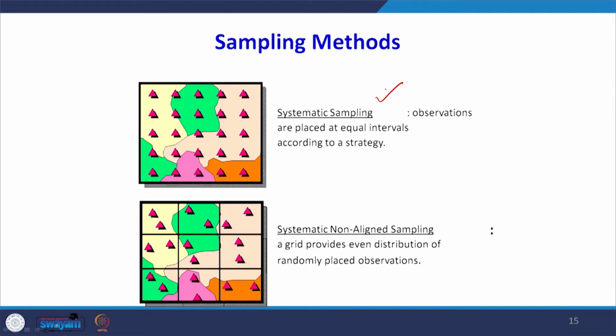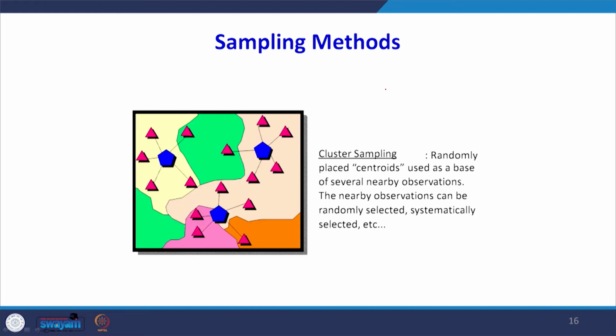So, at a regular interval you are selecting the samples here. So, they are almost making a grid pattern. Then systematically non aligned means that they are not making a pattern, but you are very systematic, in that in each grid you are ensuring that some samples are collected from each grid. Then cluster sampling is there. So, randomly placed centroids, and then you are collecting the data all around that centroid. So, these are the different methods.